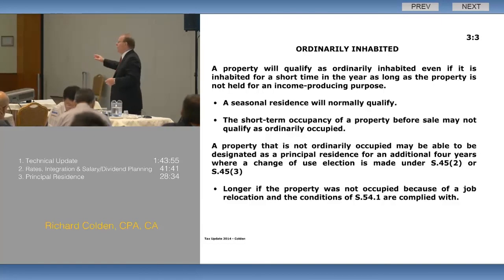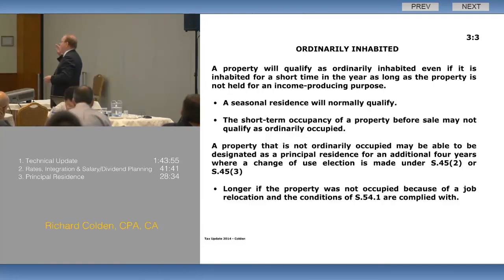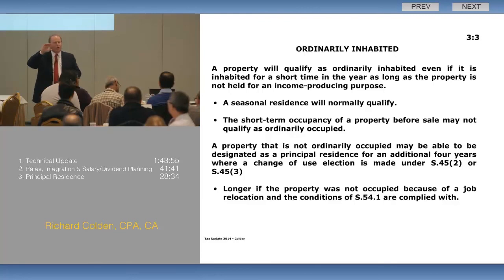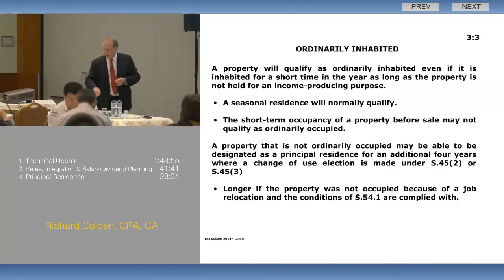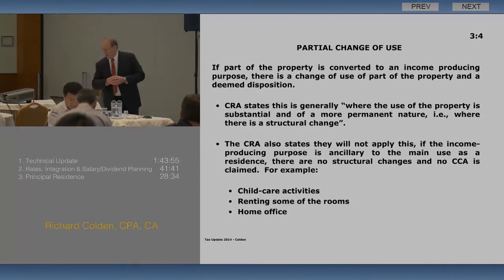Now, on this transfer to Moose Jaw, 54.1, pretty rare circumstance, but if I transfer to Moose Jaw, I can get more than 4 years because I moved because of a job relocation, as long as I move back into the house when I retire or I die in Moose Jaw at work. Okay? I can get more than 4 years on it. So that's important on corporate transfers, not really our client base.